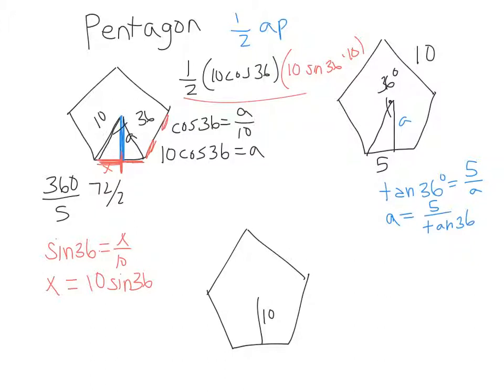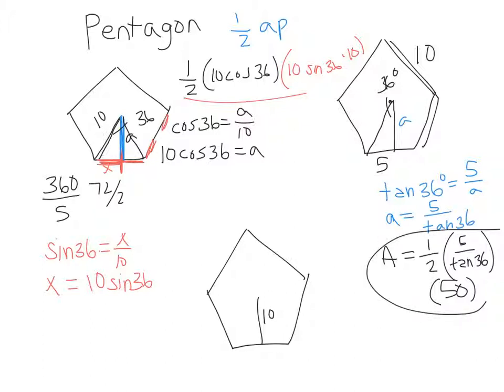Now I do the perimeter. A equals 1/2 the apothem, which is 5 divided by the tangent of 36, times the perimeter. The side length is 10, so the perimeter is 50. So you multiply all of these and round. Put this all in your calculator at once. I don't want to put the 5 divided by tangent of 36 in my calculator until the very end because I don't want to round and round.